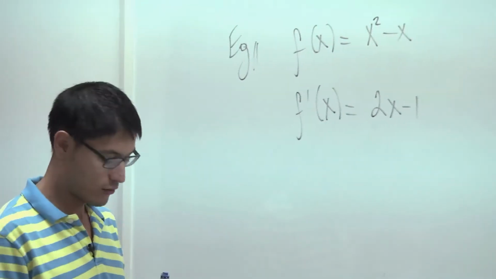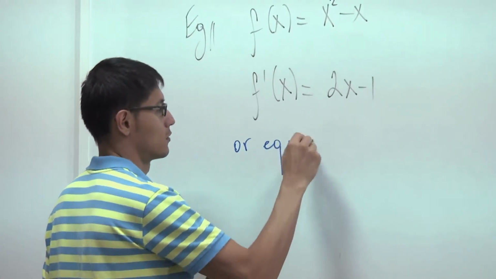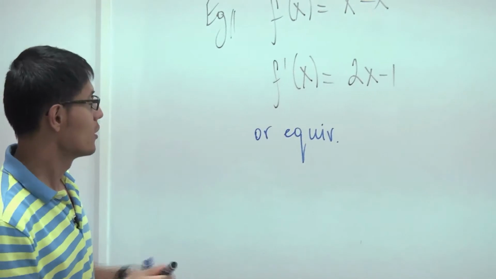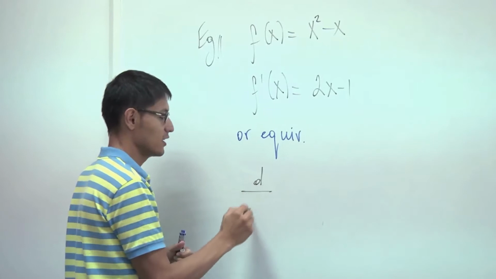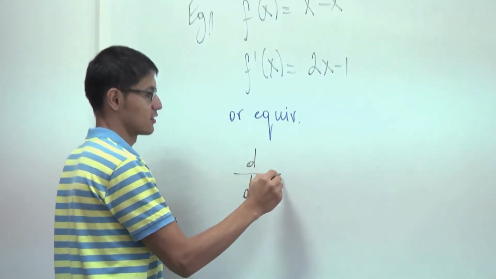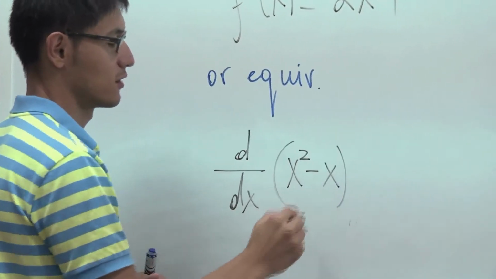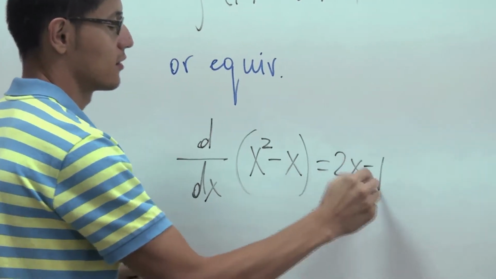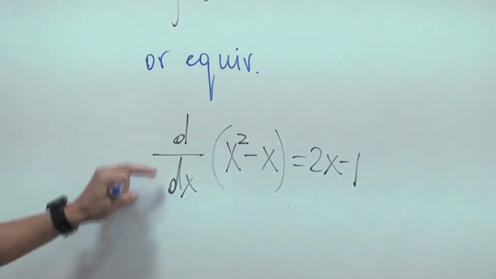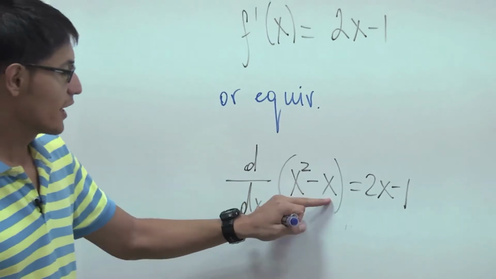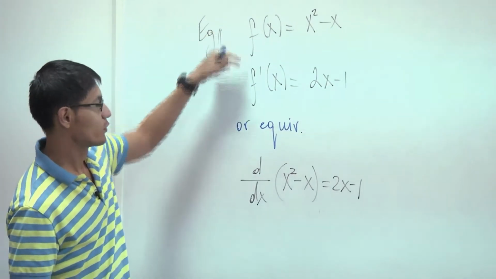Another way you can write this, so equivalently, we can write this information in the following way. We write d dx of x squared minus x equals 2x minus 1. So d dx means the derivative. So the derivative of x squared minus x equals 2x minus 1, which is exactly what we wrote down here.